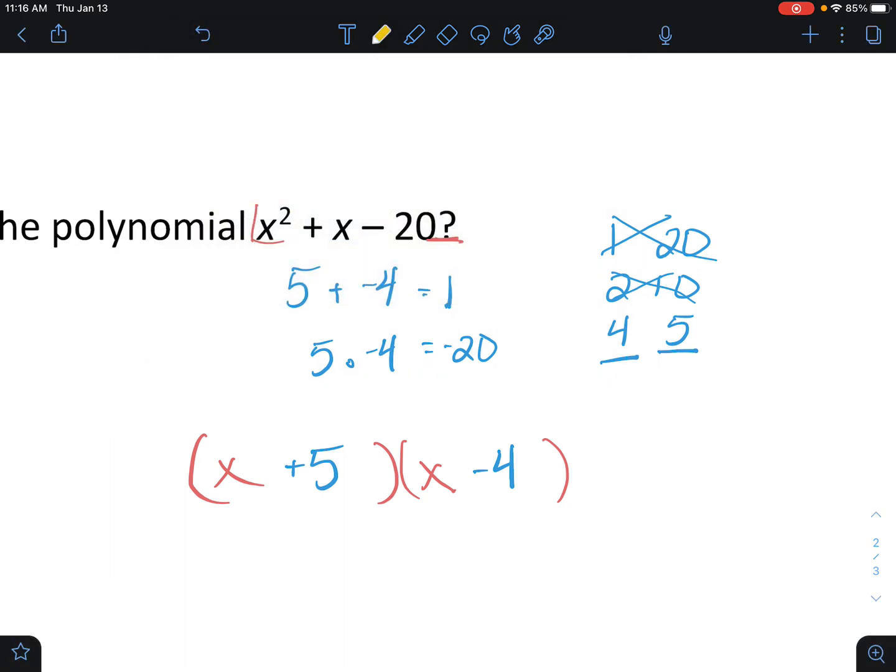Now, this problem doesn't ask you to, but if it had said solve it, then that's when you would set it equal to 0 and solve.